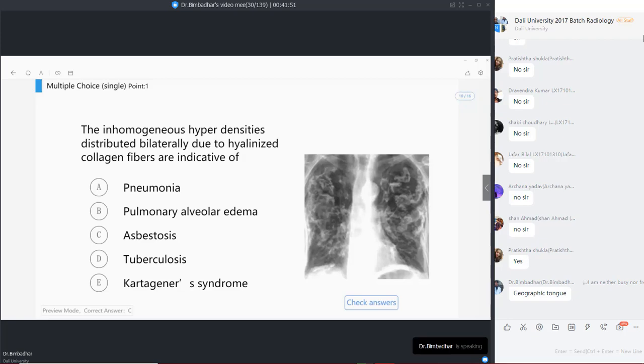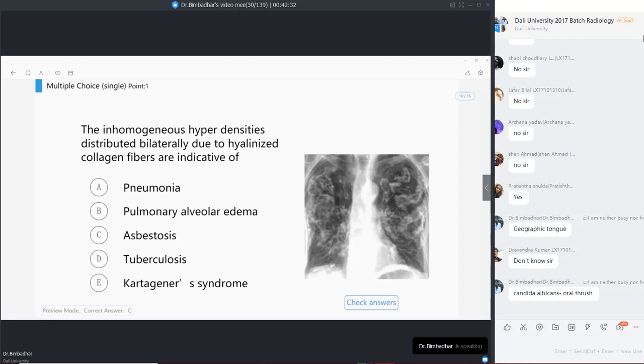Geographic tongue is seen in which condition? You see, generally it is not related to radiology, it is related to dermatology. And I think there are certain paragraphs in Robbins textbook also that talk about this one. Actually, it's a form of Candida albicans. Okay, Candida infection, which is happening because of oral thrush. That is the clinical condition where there will be an appearance called geographic tongue.